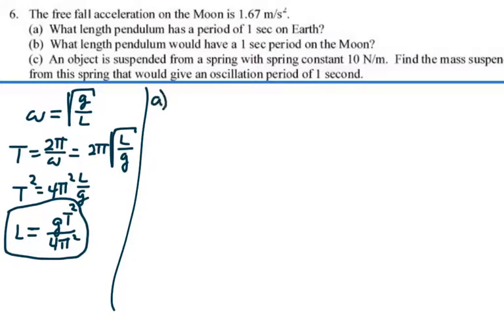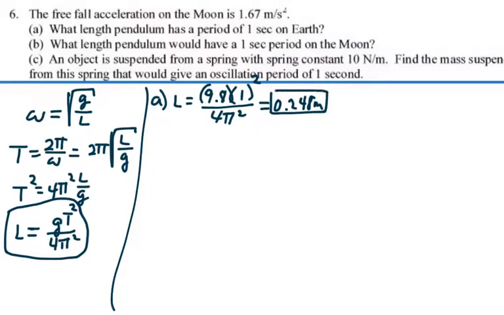So the length that we're looking for in this case is going to be, on Earth, 9.8 times a period of 1 second squared over 4 pi squared. And that's equal to 0.248 meters. So that's the length of pendulum on Earth that would have a period of 1 second.